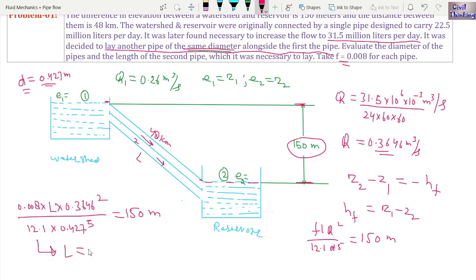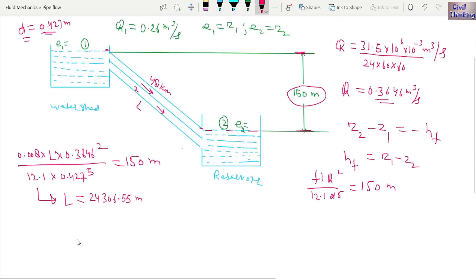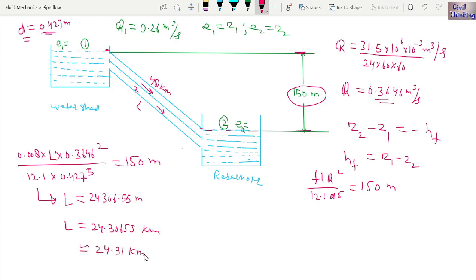So let me use a calculator to simplify. Okay, I get the length to be 24306.55 meters. Now if we convert it into kilometers, it is going to be 24.30655 kilometers, which is approximately equal to 24.31 kilometers.